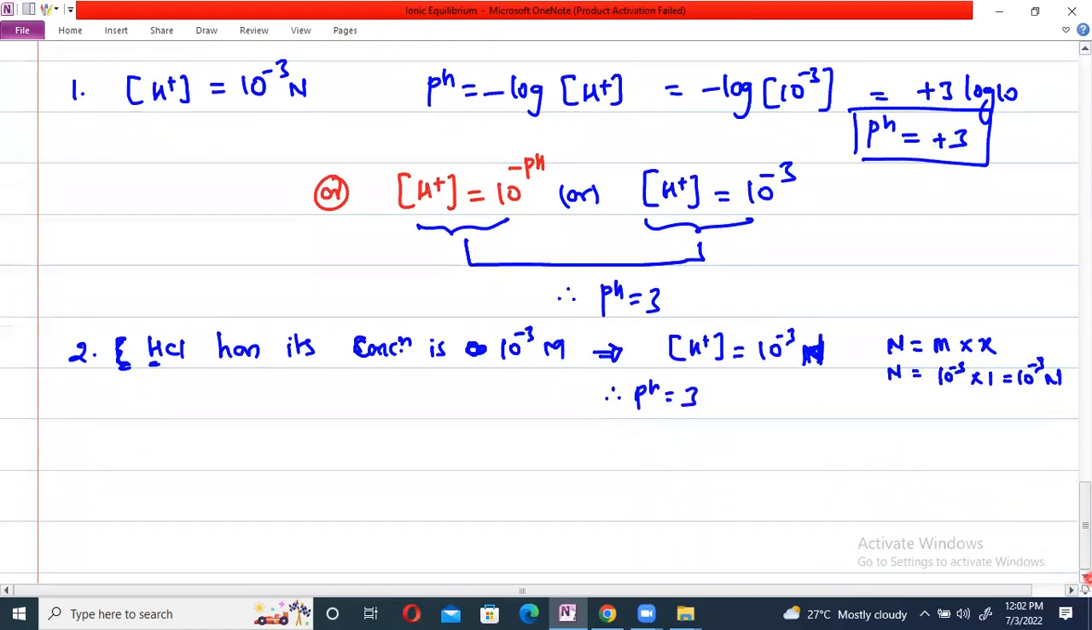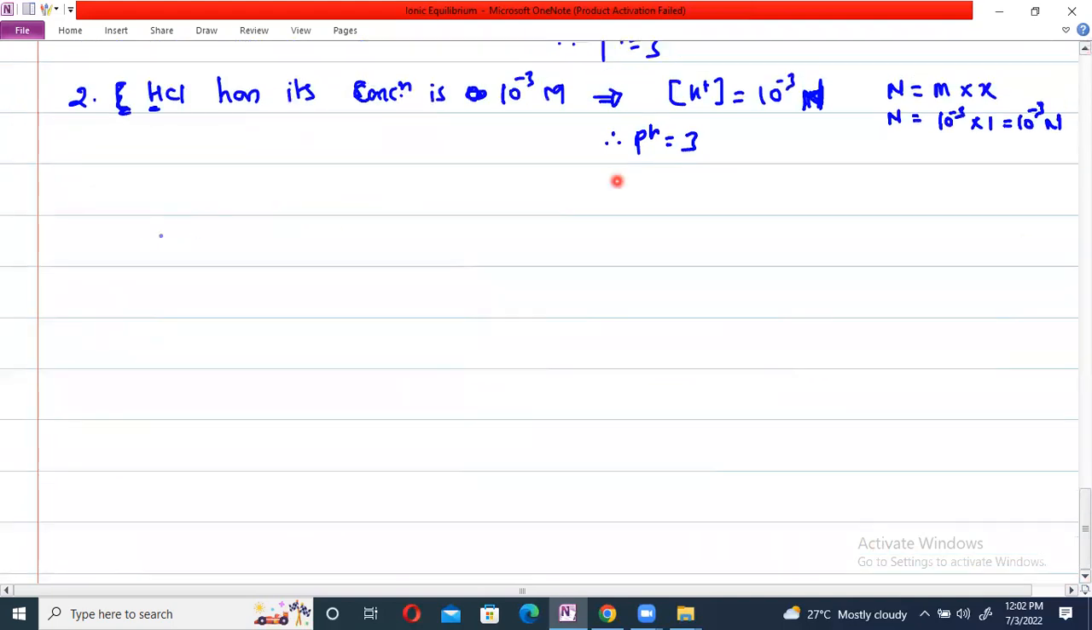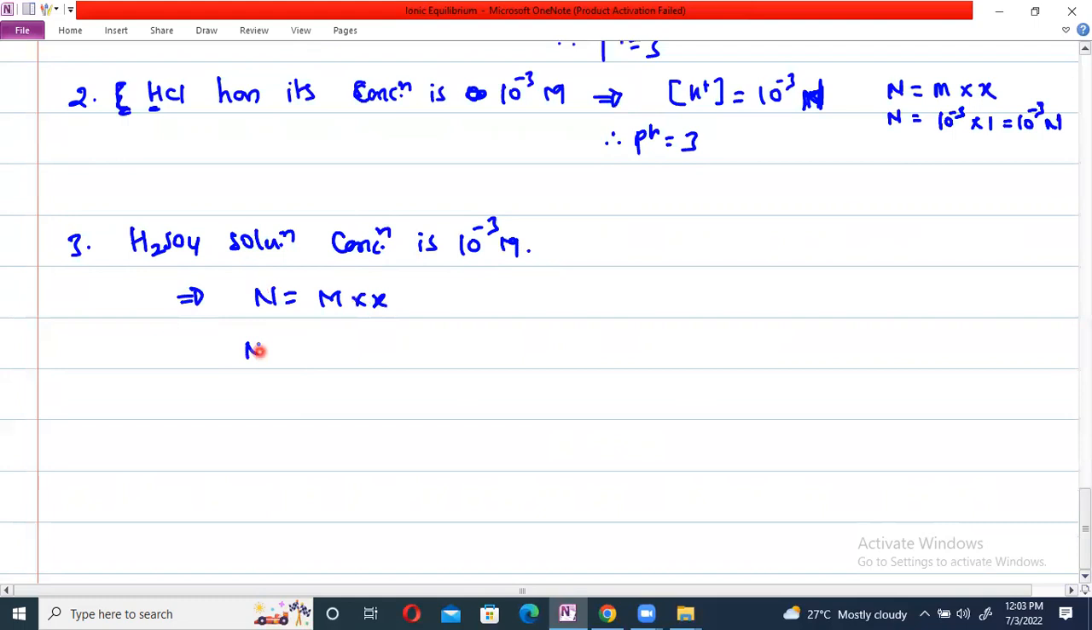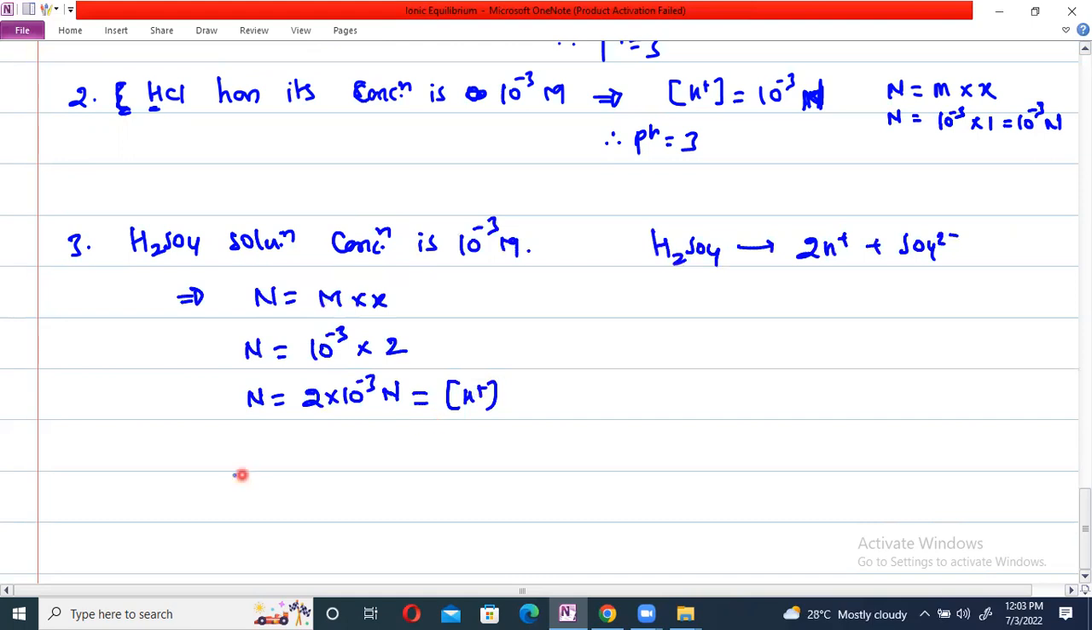But if, instead of HCl, suppose they give H2SO4 solution, concentration is 10 to the power of minus 3 molar, then convert into normality. Molarity 10 to the power of minus 3 into X is 2, because you know this sulfuric acid can replace 2 H plus ions. So the X value is 2. So I get normality 2 into 10 to the power of minus 3 normal. That is the concentration of H plus.